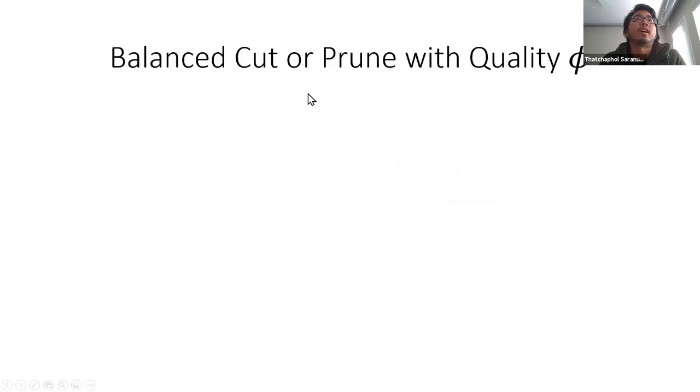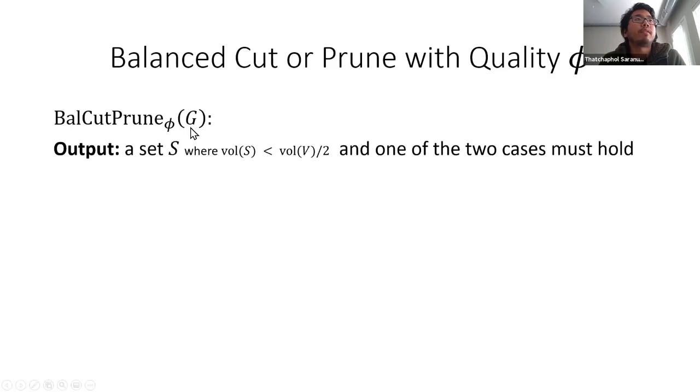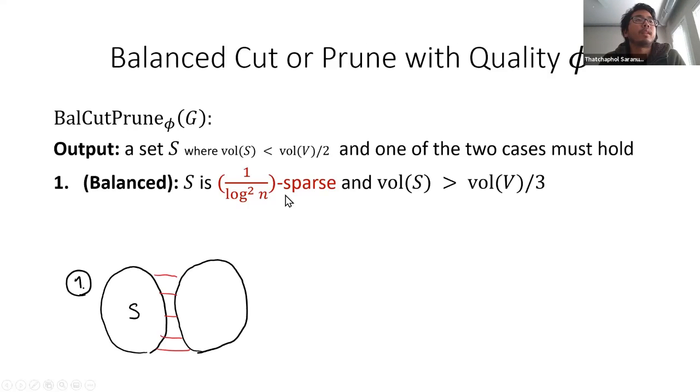So now this core subroutine, balanced cut and prune. This is a subroutine that's given a graph. You need to return some cut S on the smaller side. And one of the following cases must hold. The first case is that this cut is a balanced and sparse cut. So S is quite sparse, and the volume of S is like a 1/3 fraction. So it's a balanced sparse cut.